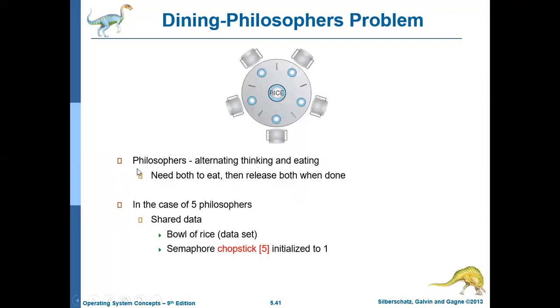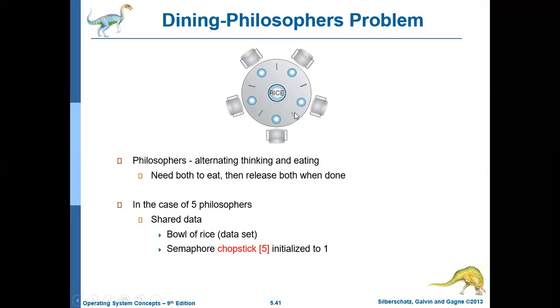So you can see there are chairs for five philosophers, and the philosophers will be sitting here thinking most of the time, and sometimes they will be eating. But whenever they want to eat, they need two chopsticks. They need both chopsticks. First they will pick the left chopstick, then the right chopstick, and then the philosopher will start eating.